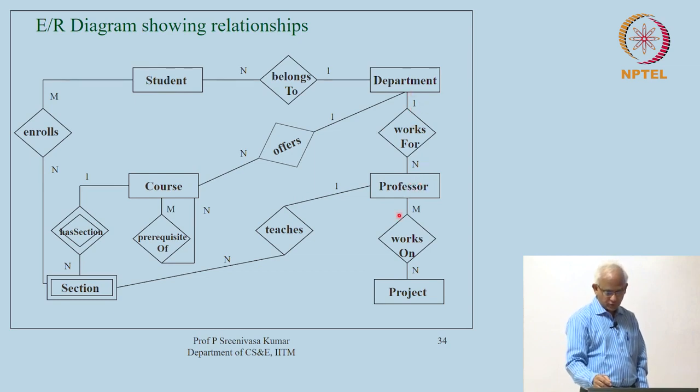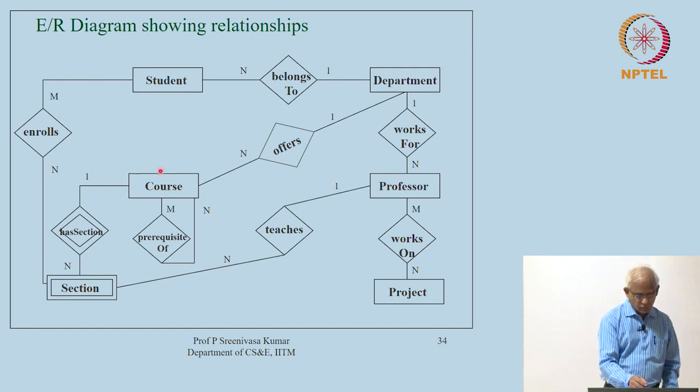And then professors work on projects. We have already discussed this. This is a typical many to many relationship, because professors work on many projects, and each project can have several professors associated with it. So it is a natural many to many relationship. That is why it is shown as M and N. Okay, so now courses have sections.